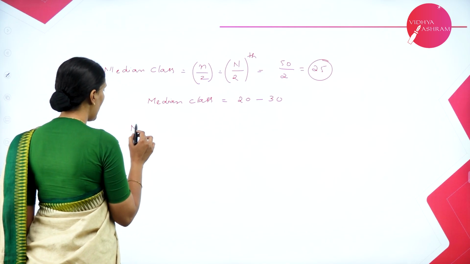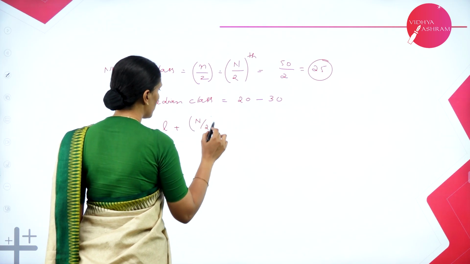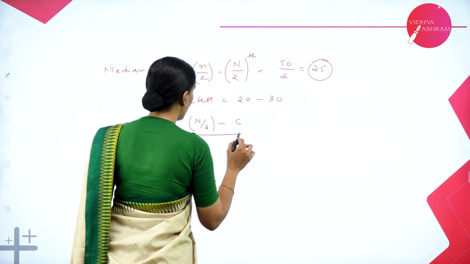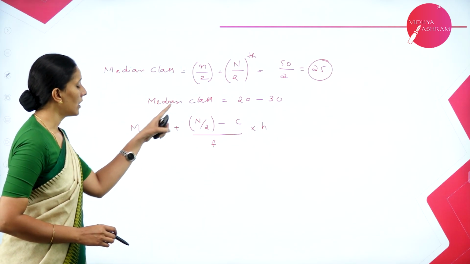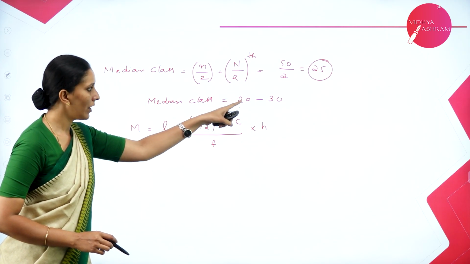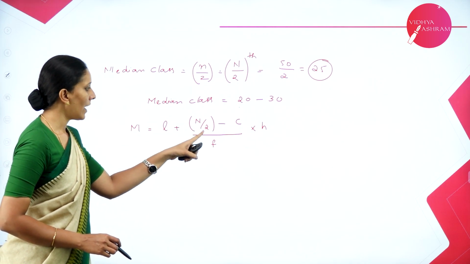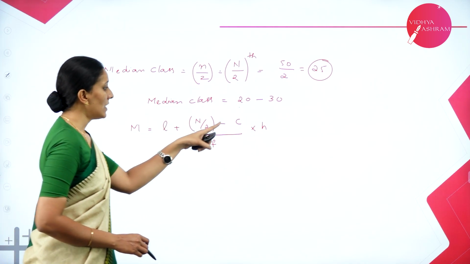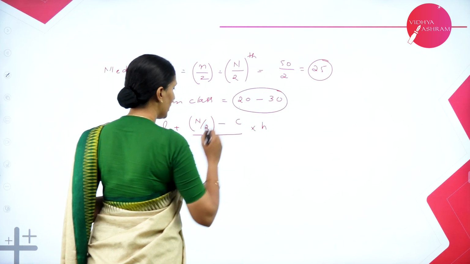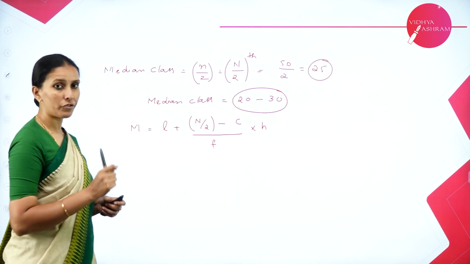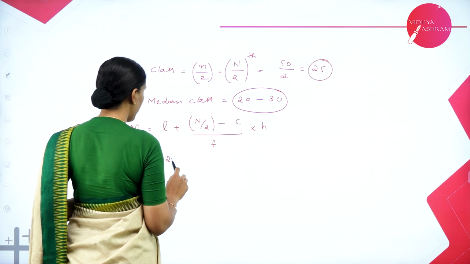Now once you find out the median class, we have a formula to calculate the median. That is, median M is equal to L plus N by 2 minus C divided by F into H, where L represents the lower limit. So this is called as the lower limit and this is the upper limit. So L represents the lower limit of the median class. N by 2 is what we already got. C is the previous cumulative frequency of the class 20 to 30 and H is the height of the class interval.